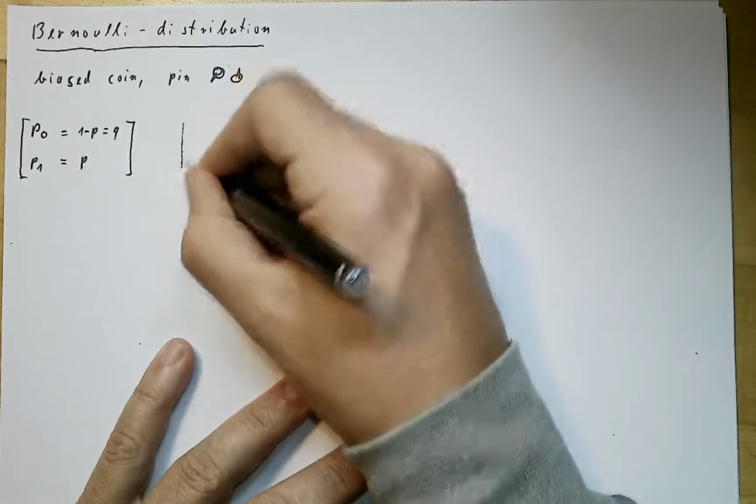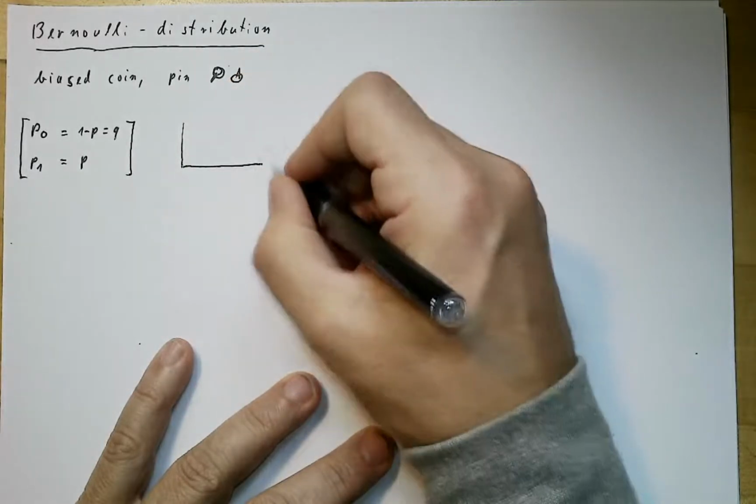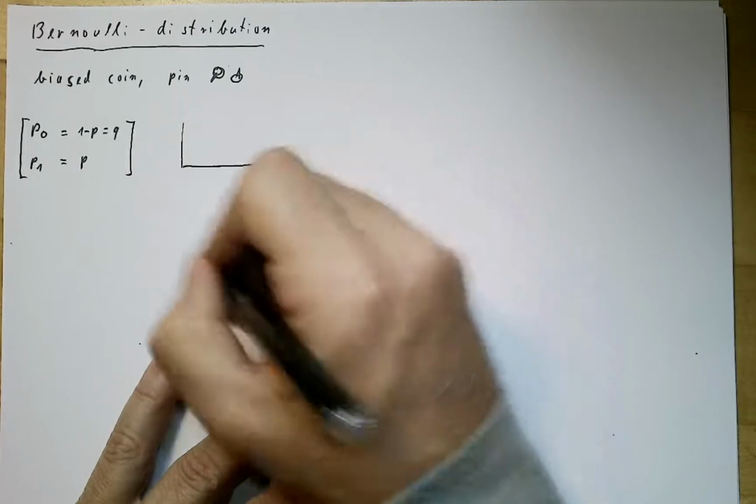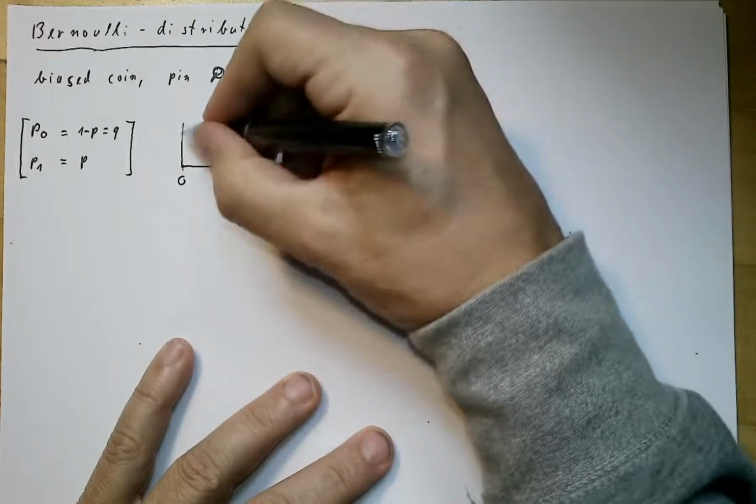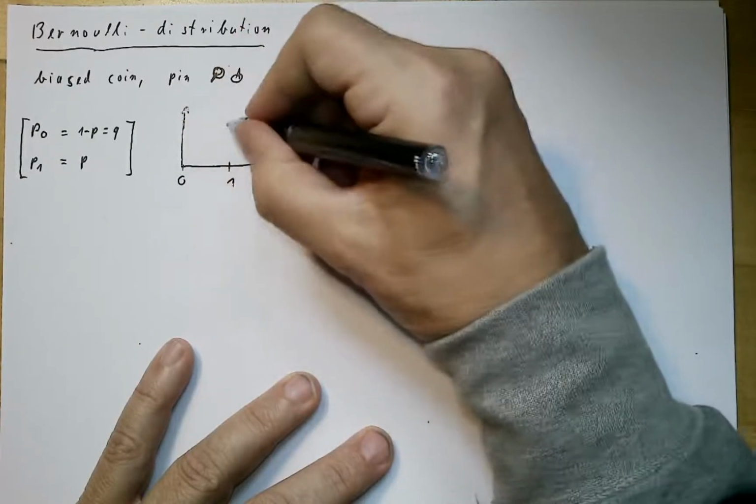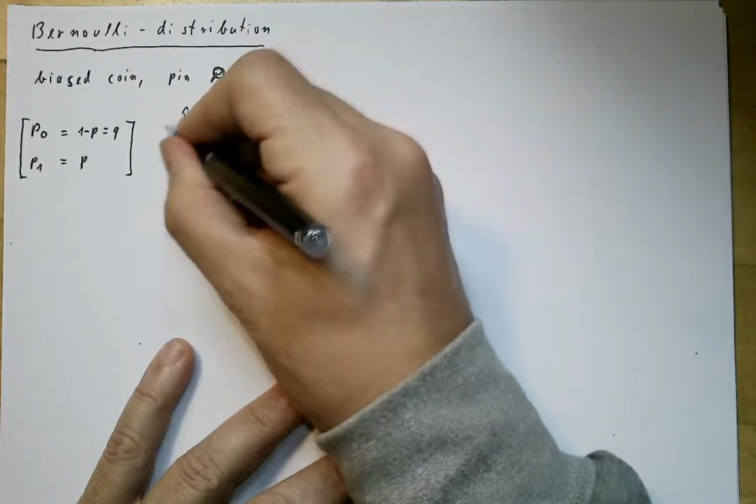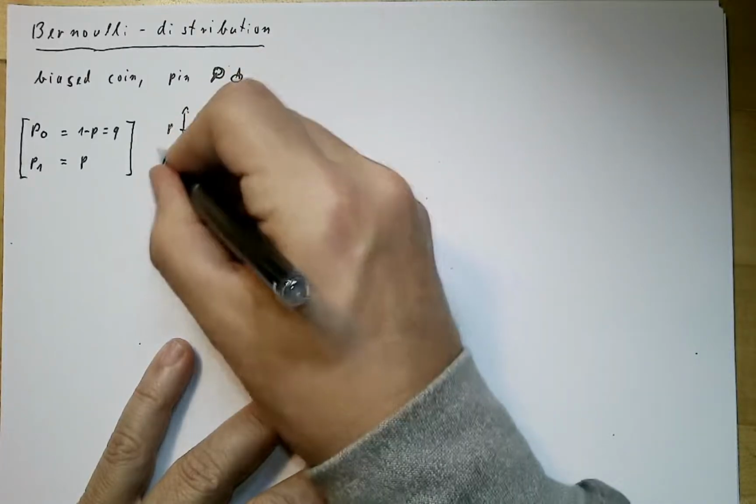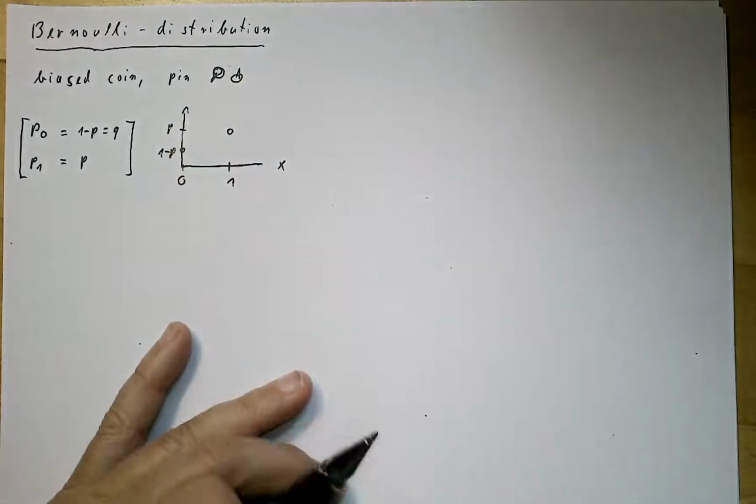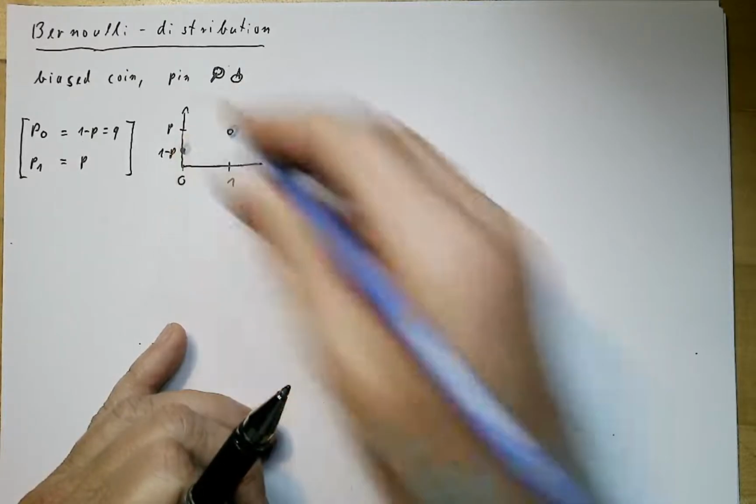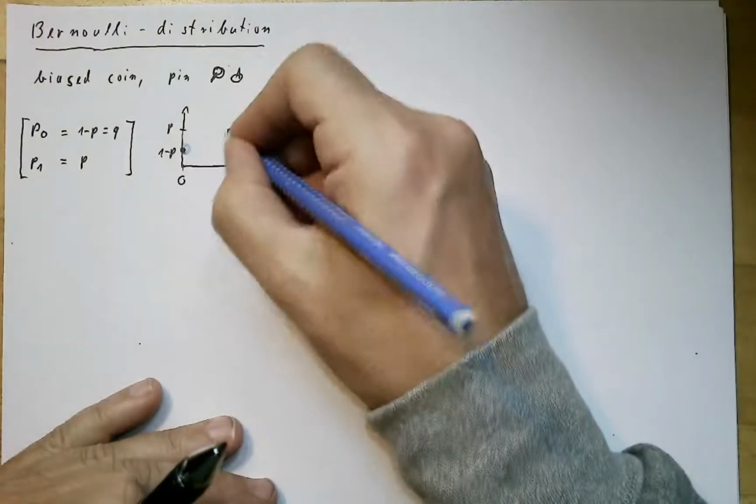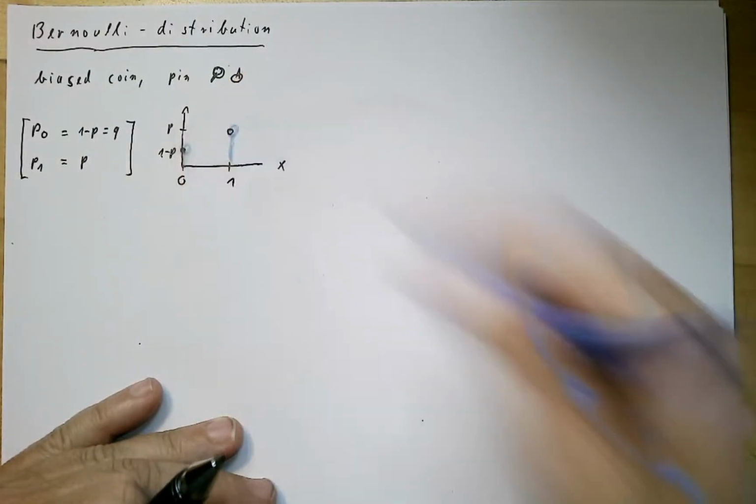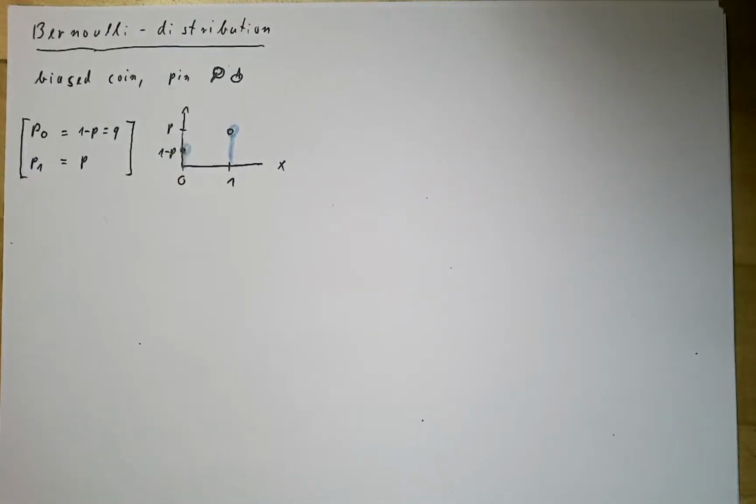So we can plot here the distribution of our random number. We have two values. We can either have 0 or we can have 1. And here we have the value P, and here we have 1 minus P. So our distribution is characterized by these two numbers. So now, how can we characterize the distribution?